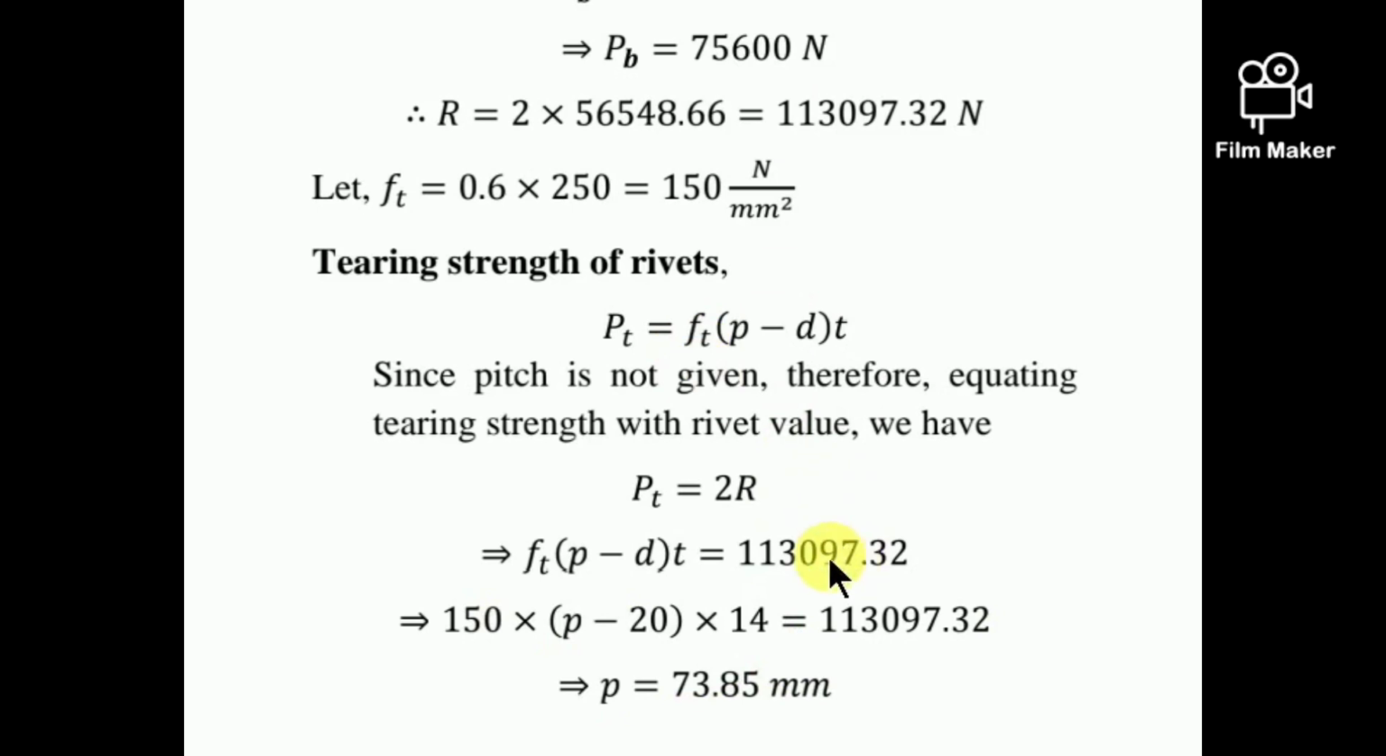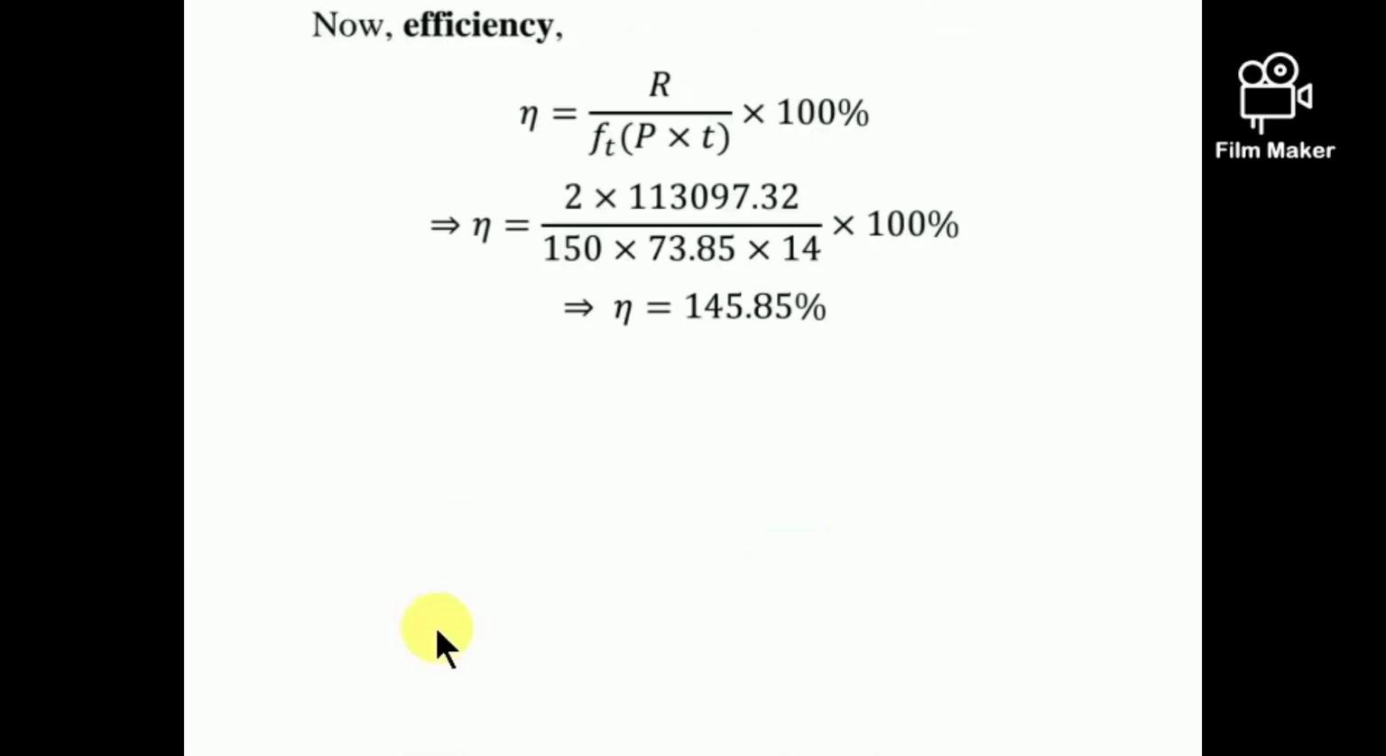But in case the pitch is given, then you will find the bearing, shearing and tearing strength, and out of those three the least will be your rivet value. Now the last is the calculation of efficiency. So this is the formula for efficiency. We will put the value of 2R. Why 2R? Because the rivet value is 2R for double shear, and the rest of the values you know, Ft, Pt and 100. Putting all the values, we get the efficiency as 145.85%.